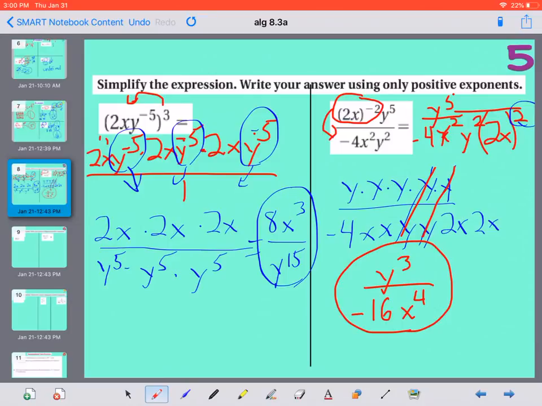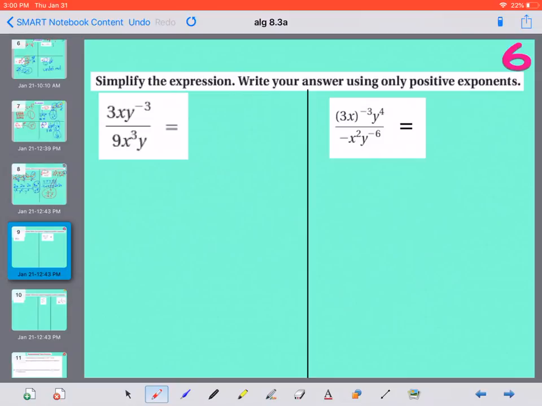If we go on to our next slide, here again we have something with a negative exponent, but the only thing with a negative exponent is that y. So I'm going to take the y and bring that down. So we are going to have 3x on top over 9x cubed y, and then y to the positive 3.